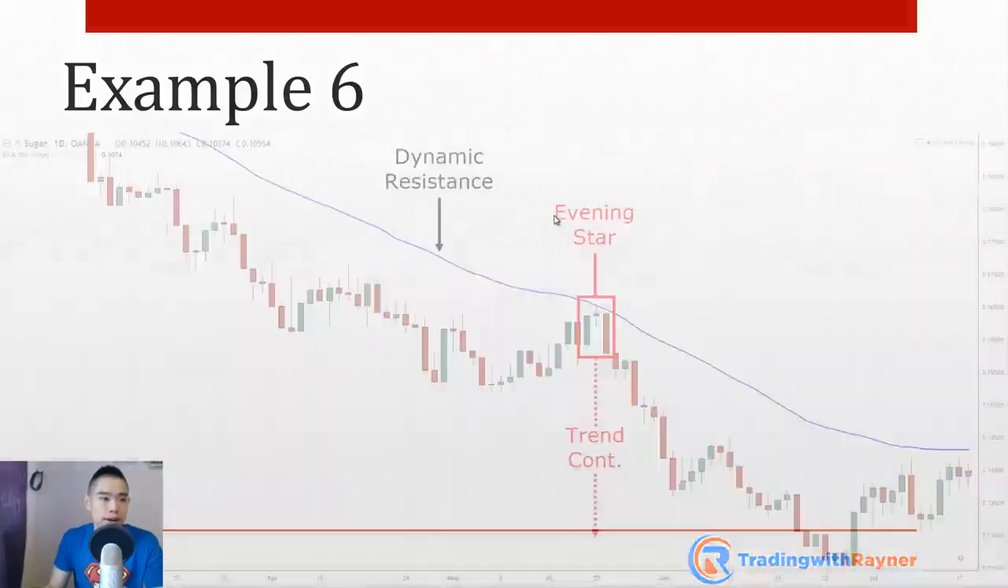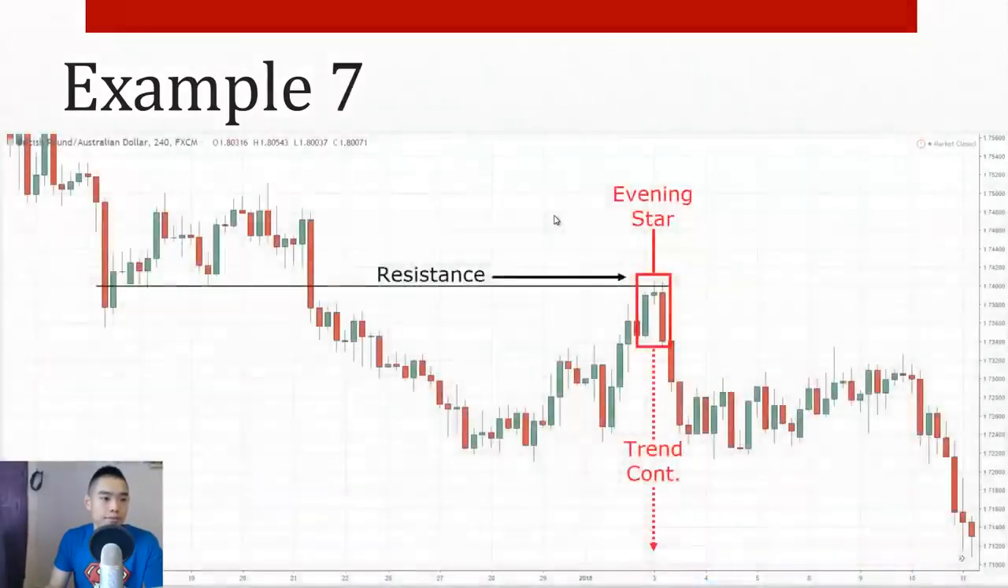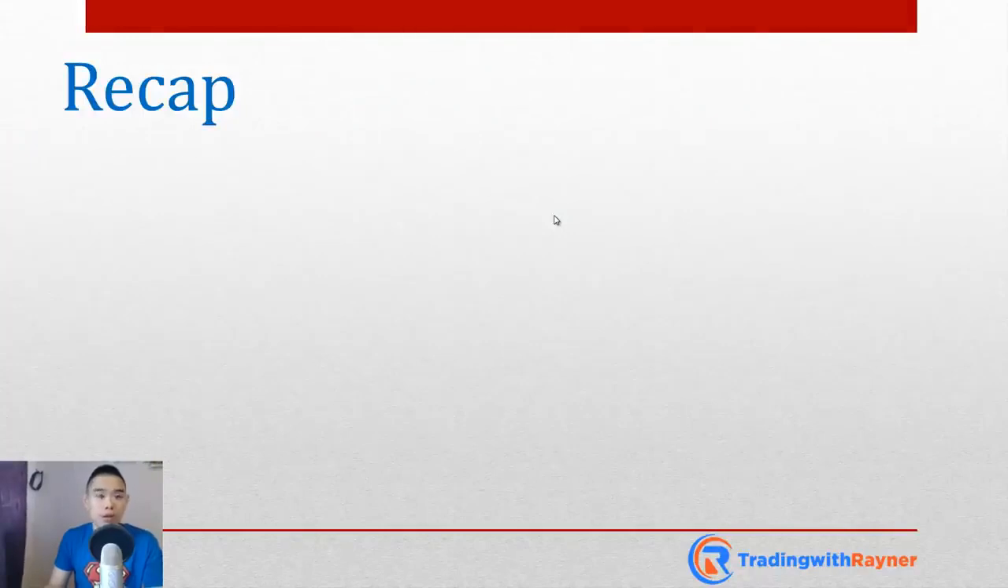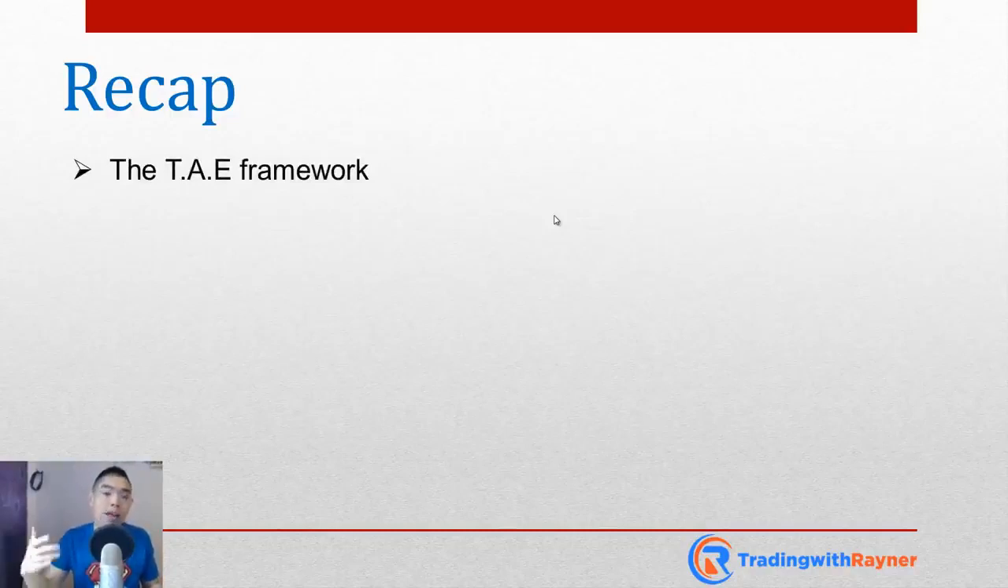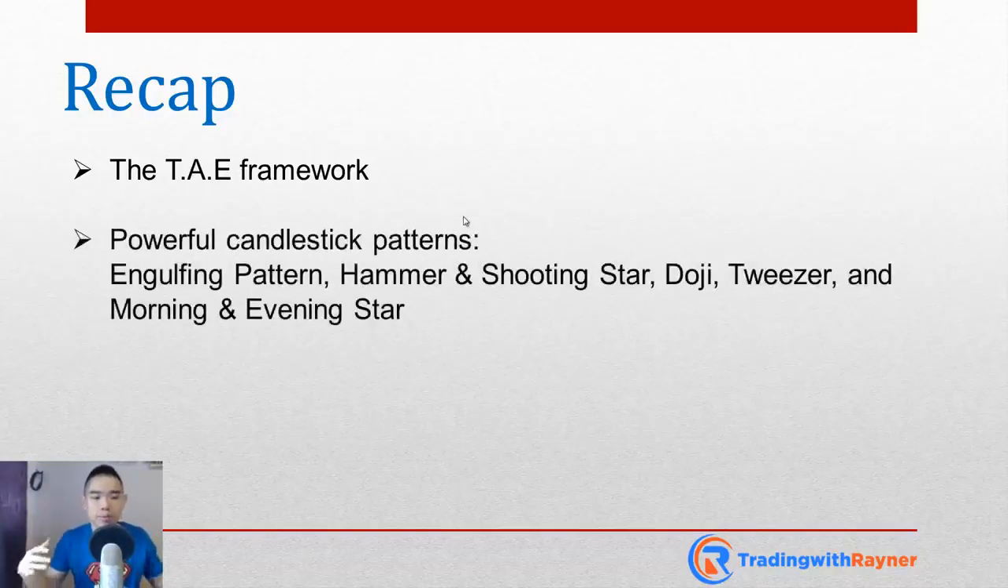Okay, with that said, we've covered this. Let's do a quick recap, shall we? What have we learned so far? We have spoken about the TAY framework: the trend, area of value, and entry trigger. If you look for these three things, you can find high probability trading setups in bull markets and bear markets. Then we spoke about the candlestick patterns that you might want to pay attention to: the engulfing pattern, the hammer, shooting star, doji, tweezer tops and bottoms, and morning and evening star. That's pretty much what we have covered. So yep, that's a recap.